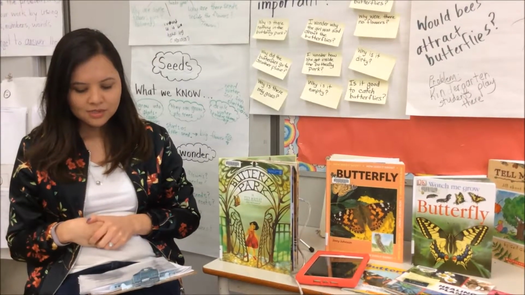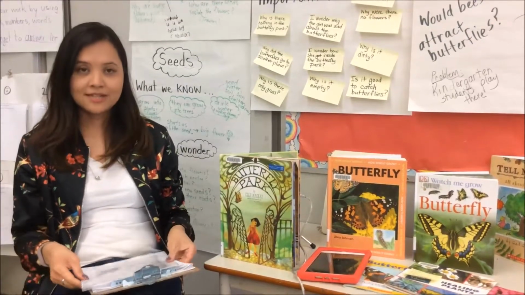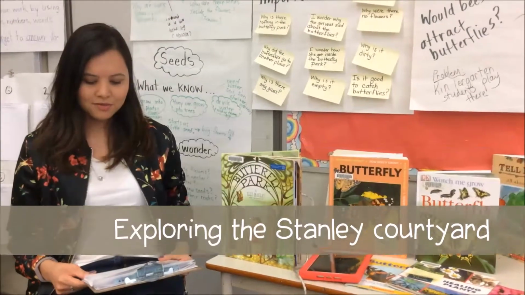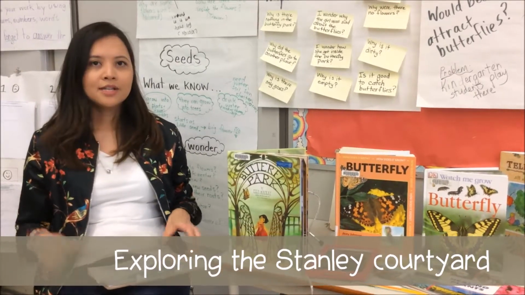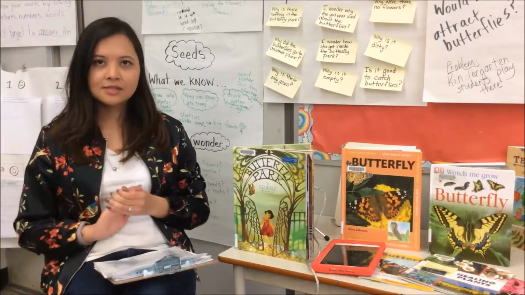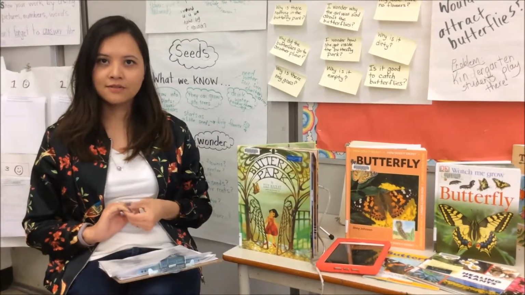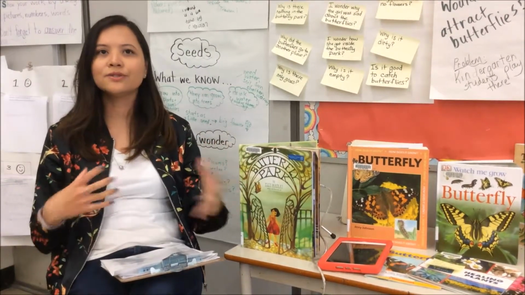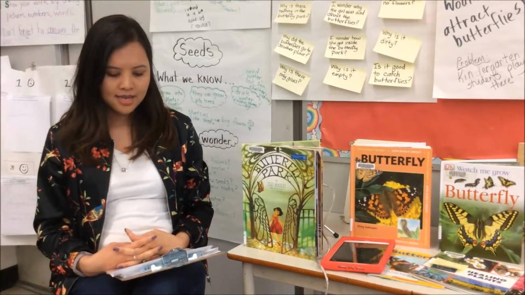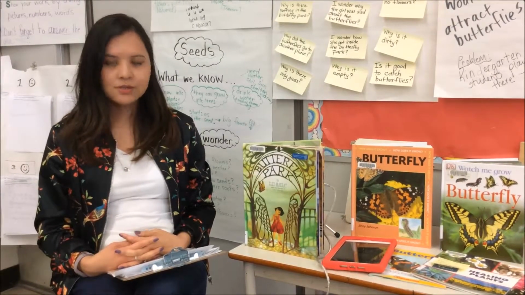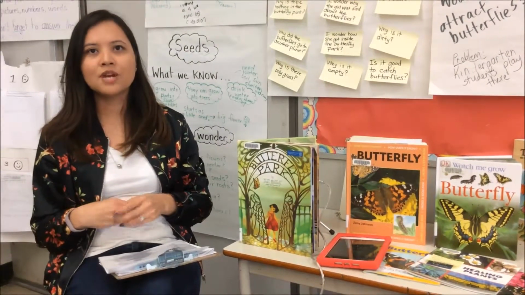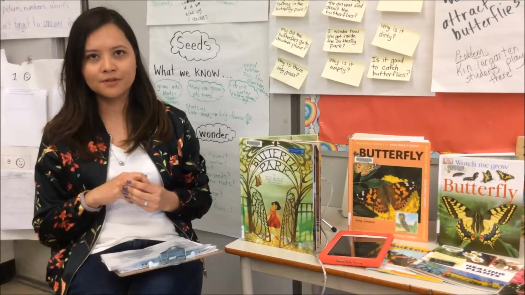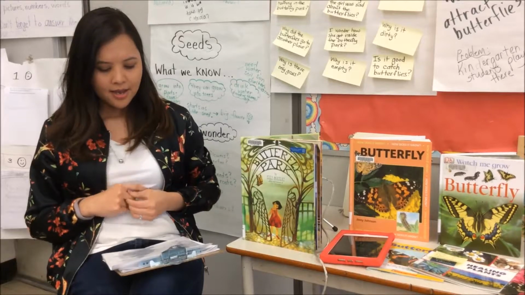The next thing we did was take a walk through our very own Stanley courtyard, and we looked at the environment. The students took some pictures. The grade ones had a chance to explore living and non-living things. We discussed what living and non-living things are. Because I teach a grade 1 and 2, I had to incorporate both grades. And they also thought about how they can design the garden or courtyard to attract more butterflies and what types of plants butterflies needed.